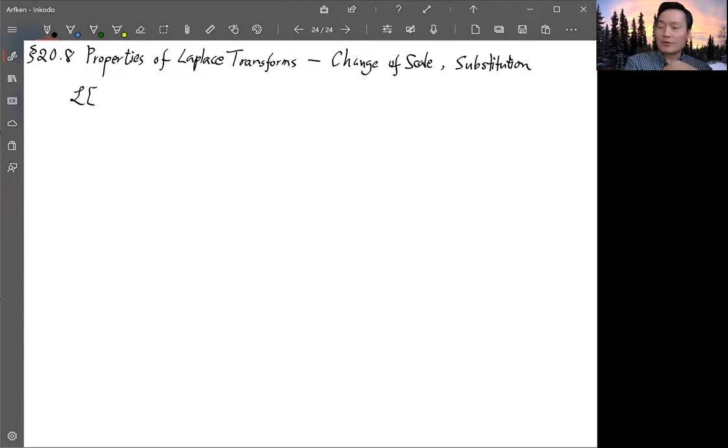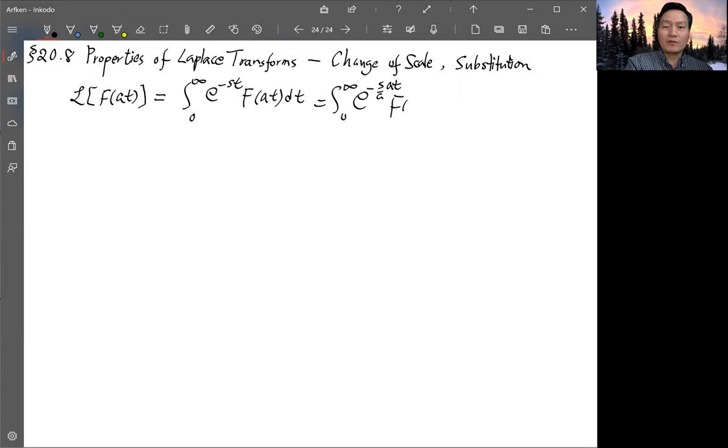If you have a Laplace transform, originally you have f as a function of t, but if you multiply a coefficient in front of t, it becomes f as a function of a times t. Then you can substitute that into the definition: integrate t from 0 to infinity, e to the minus st, f of at, dt. But then you can do a change of variable, adding a in t, but then you divide it by a.